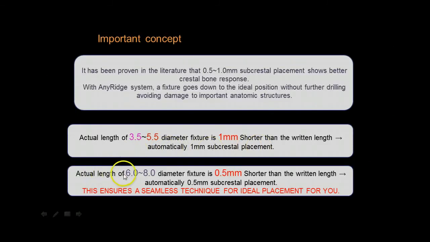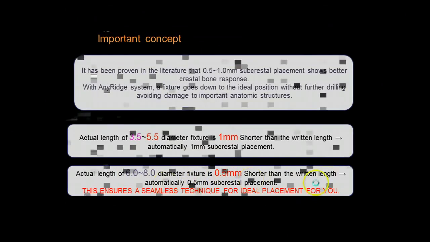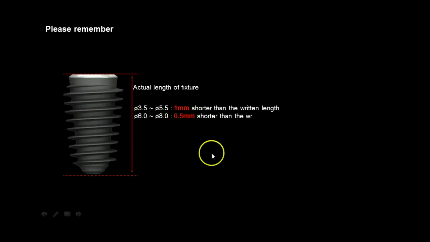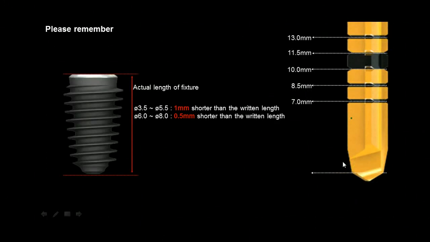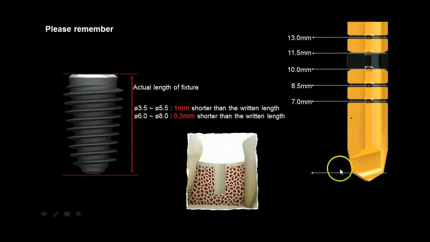So the actual length of the 6.0 through 8.0 super wide diameter implant fixtures is 0.5 millimeter shorter than the written length. Okay, so let's show you a particular slide here. The actual length of the fixture from 3.5 to 5.5 is 1 millimeter shorter than the written length. For 6.0 through 8.0, again, it's half a millimeter shorter than the written length. And again, it's already built into the system for you. You don't need to do anything but drill your osteotomy. Your first mark is 7, your second one is 8.5, your next one is 10, 11.5, 13, and the last one is 15. Okay? All right, so what are we talking about here?